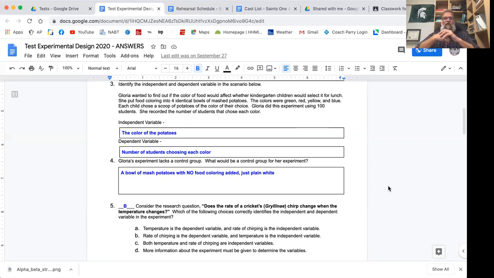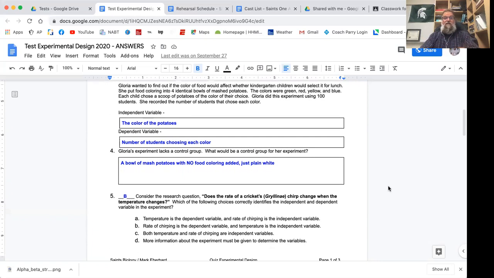What's not described above is a control group. In this case, a control group would be to set up a bowl of potatoes with no alterations, a bowl of potatoes with no changes, which means we'd be setting up a bowl of plain potatoes in their natural white color. Because if most students pick the plain white potatoes, then we have no evidence that color is significant in the choice of food. Hopefully that makes some sense.